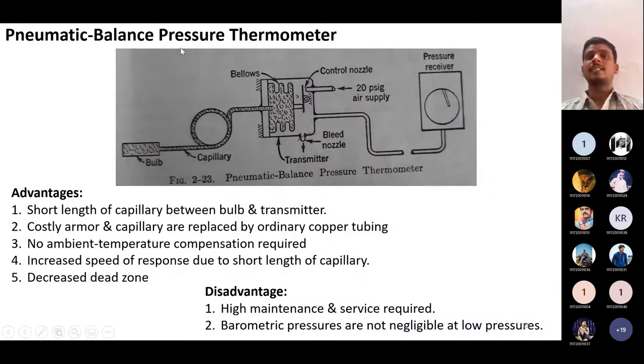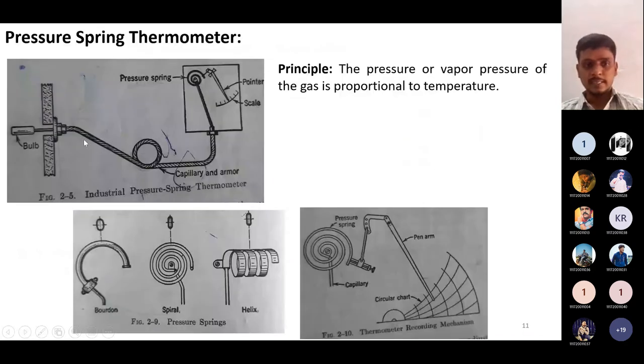Okay, then the pneumatic balance pressure thermometer. Here, if you see, the capillary and armor will be there. Usually this causes the delay time. For example, let us say the temperature is 30 degrees centigrade, and the heat energy of the surrounding fluid is converted to the bulb fluid expansion. This expansion has to be carried forward by the capillary and armor to the secondary element. During this transportation, there is much delay due to the long capillary and armor.